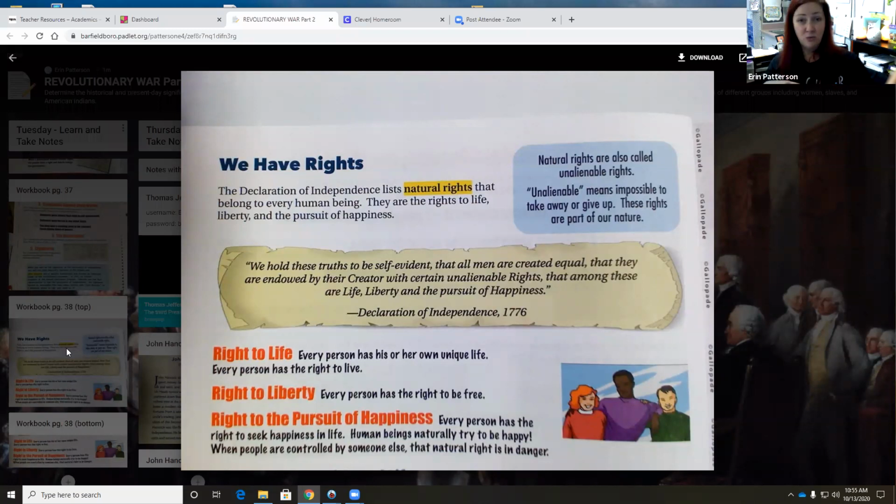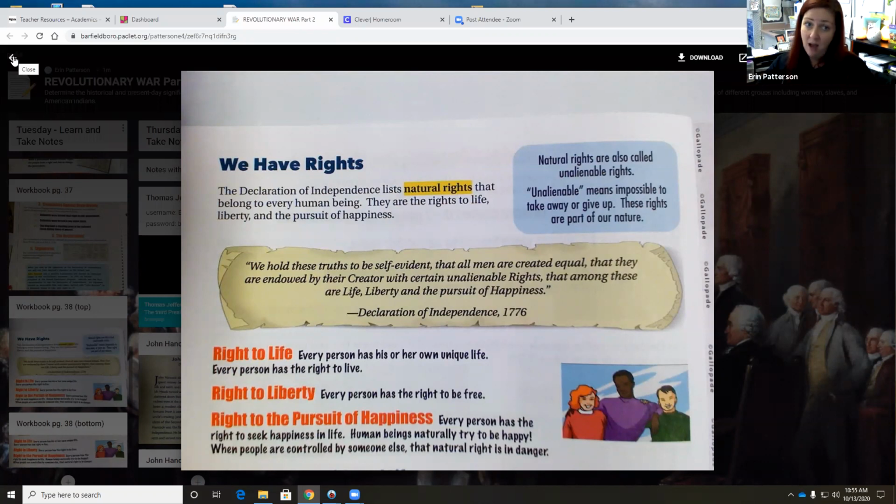I don't have the right to go to Kroger and run up and down the aisle screaming cuss words, because this is for everyone to have freedoms and a safe life so that you can pursue your happiness. So right to life, everyone has his or her own unique life. Every person has the right to live. Right to liberty, every person has the right to be free. And right to the pursuit of happiness, every person has the right to seek happiness in life. Human beings naturally try to be happy. When people are controlled by someone else, that natural right is in danger.